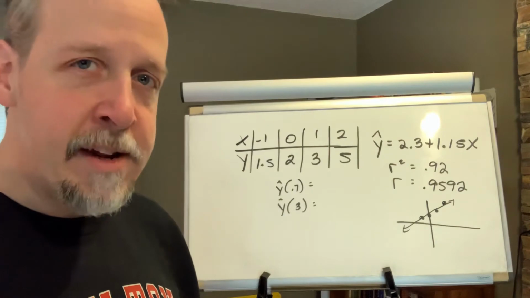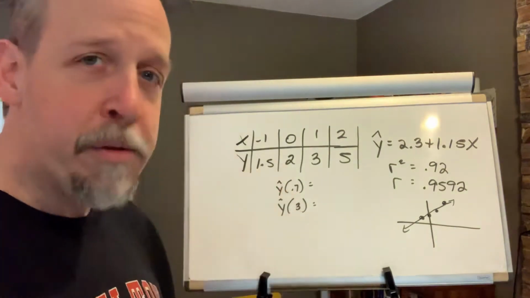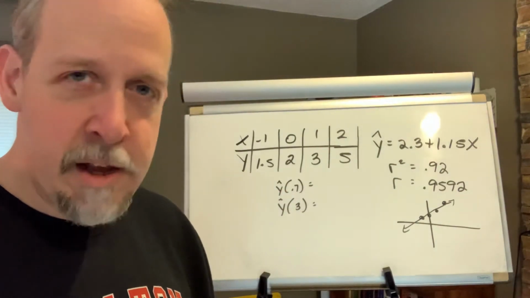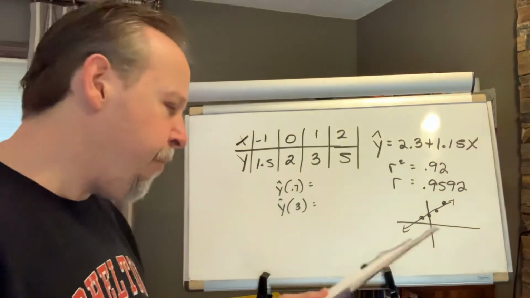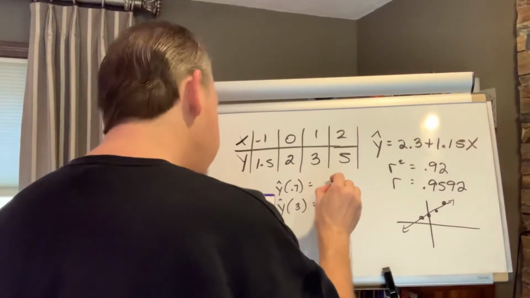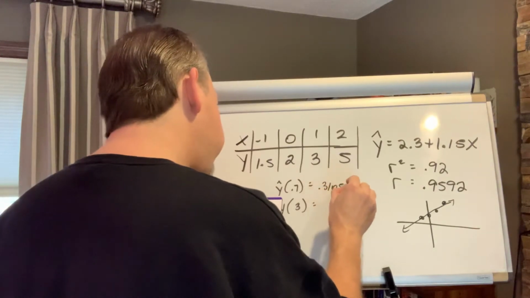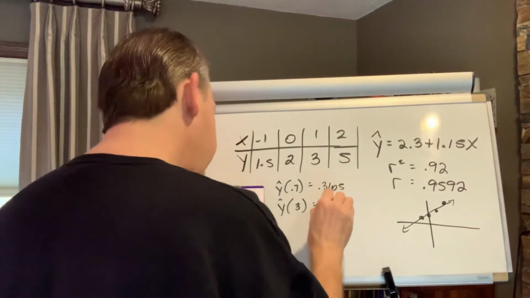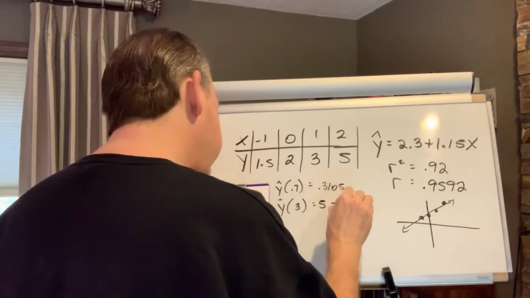Then you could do second enter to go back into the input and change it to a 3, and it'll tell you the answer. So what do we predict here? Well, at 0.7, the prediction is 0.3105, and at 3, the prediction is 5.75.